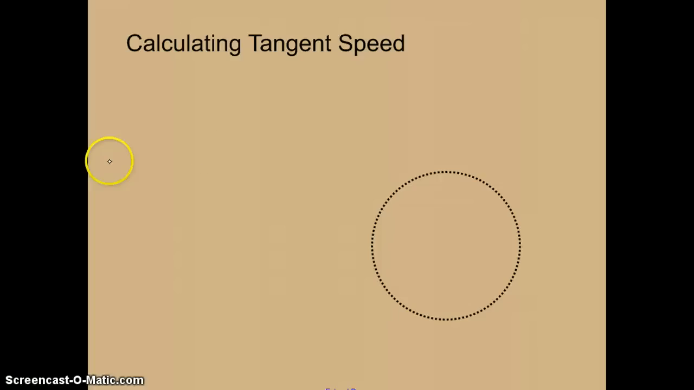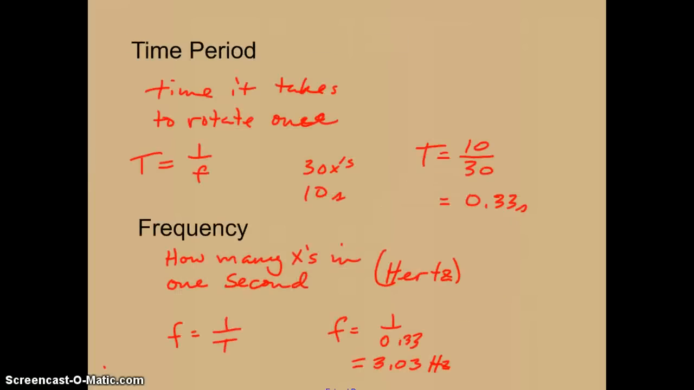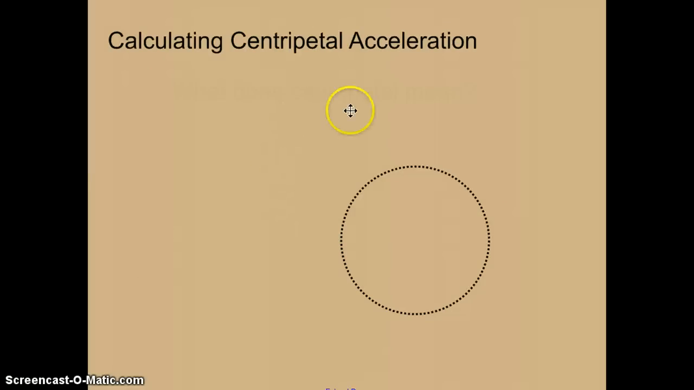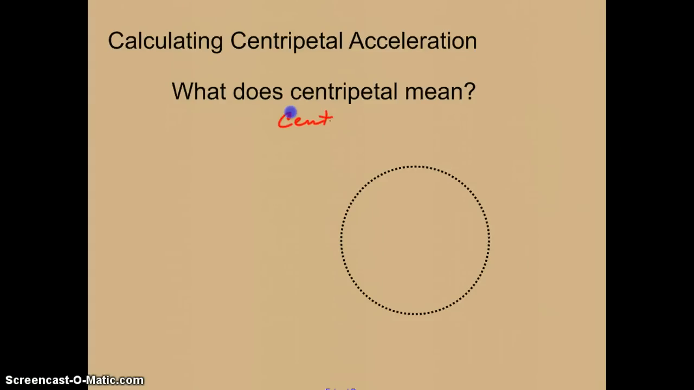We've calculated our tangent speed already. So let's go to centripetal acceleration. I'm going to have some questions about this in class. The first thing is, what does centripetal mean? Centripetal means center seeking. So in other words, if I have an object that is in a circular path, in what direction is the acceleration? It is towards the center. Always. At any point, the acceleration is toward the center. That's the direction of the acceleration.